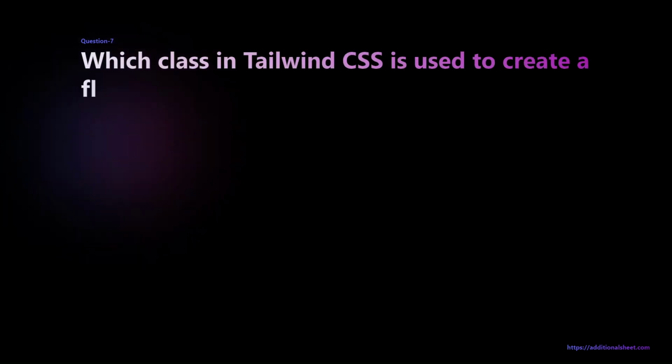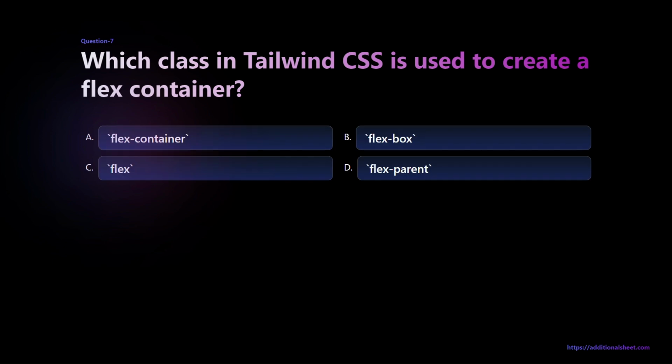Which class in Tailwind CSS is used to create a flex container? Option A, flex-container. Option B, flex-box. Option C, flex. Option D, flex-parent. The correct answer is option C, flex.